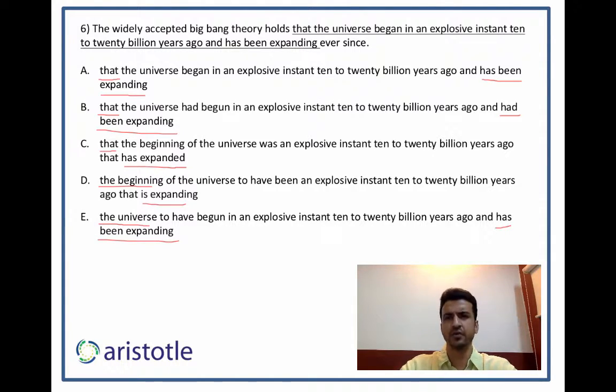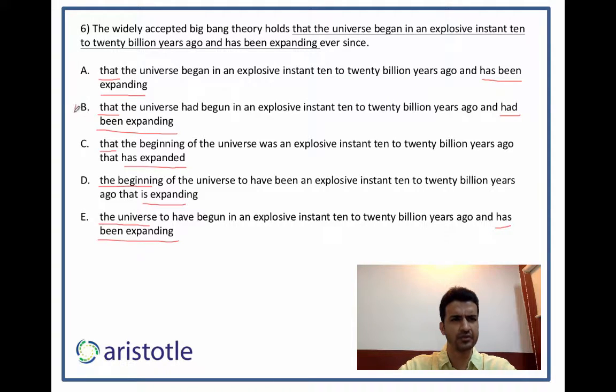And I don't really care if you don't know which tense we're talking about or what those tenses are. Has been expanding means expanding in the past, also expanding right now. Had been expanding means not happening anymore. Has expanded means not happening anymore. Is expanding means expanding right now. Has been expanding means expanding in the past, also expanding right now.